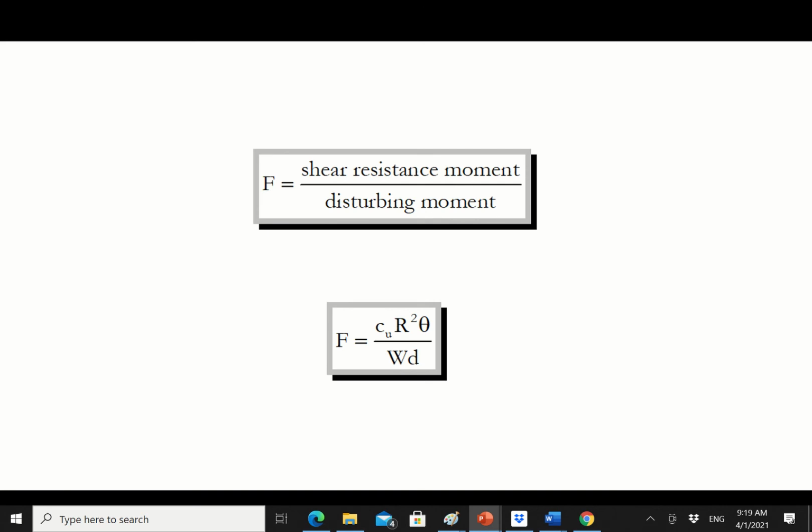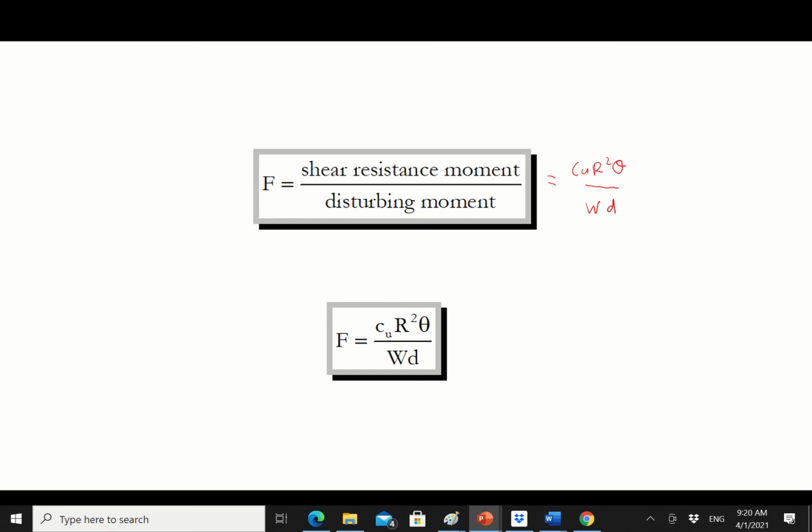This will be the general equation for every slope stability problem. So we have the factor of safety, F or FOS, equal to the shear resistant moment divided by the disturbing moment. And for total stress analysis, the factor of safety is equal to Cu R squared multiplied by theta, and all of this is divided by WD. Okay, meaning that your shear moment is given by Cu R squared theta, and then your disturbing moment is given by the value of W multiplied by D.